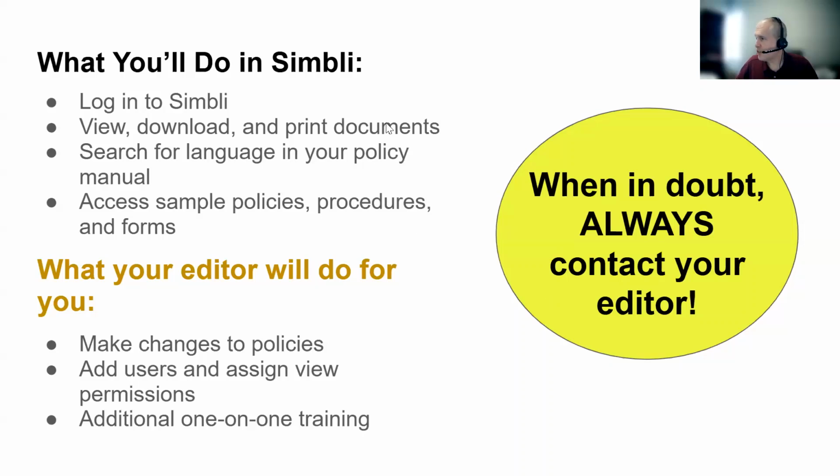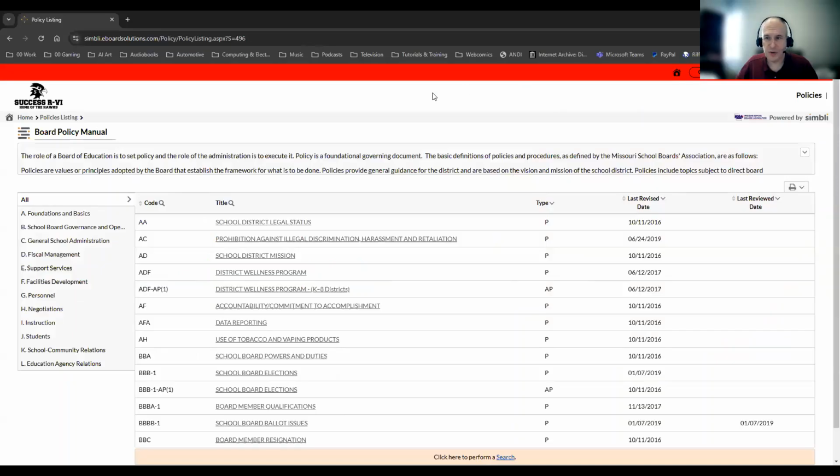So we're going to go ahead and switch over to viewing our Simbli site here. Today we're going to use Success R6 as our sample. Each of you will have been given a URL to your Simbli site, and it's probably included on your district's website by now. If you forget how to navigate to your site, that's another thing you can contact your editor for. We're happy to give you the URL and help you get here.